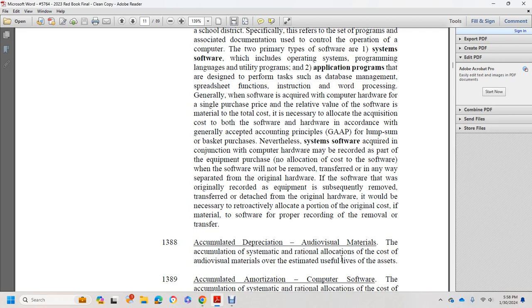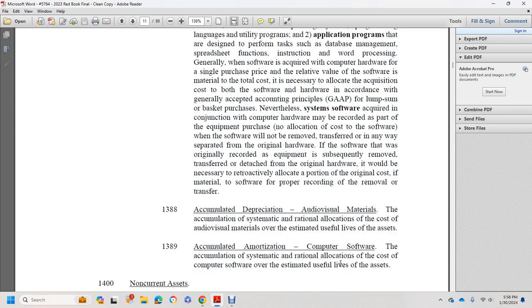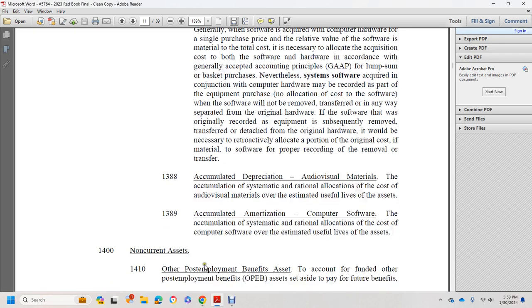1388. Accumulated depreciation, audiovisual material: the accumulated systematic, rational allocation of the cost of the audiovisual material over the estimated useful life of the asset. 1389. Accumulated amortization, computer software: the accumulated systematic, rational allocation of the cost of the computer software over the estimated useful life of the asset.